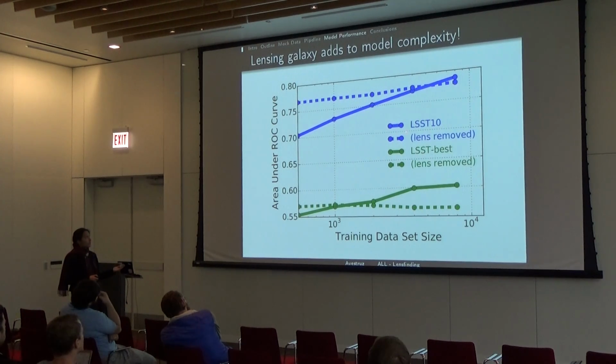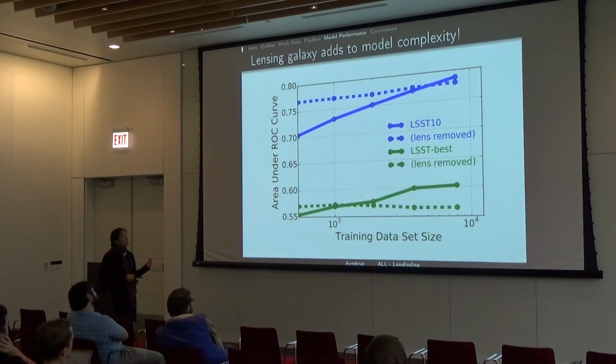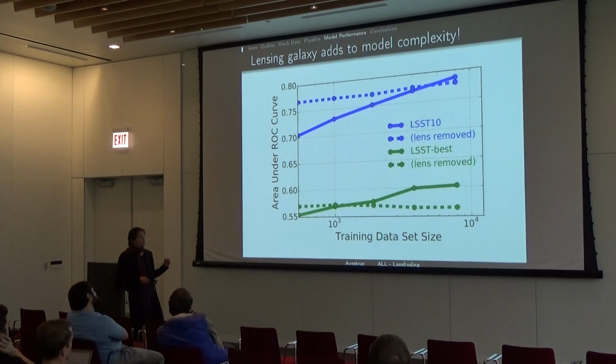It turns out that if I focus on just the blue curves, LSST stacked, as a function of the size of the training set, looking at how well the model does, and compare that to when the lens is removed, you'll notice that when I include the lens galaxy, there's a continual steady increase in performance. But with the lens removed, it just tapers off and doesn't really do much better. And the same pretty much happens for the LSST single exposure.